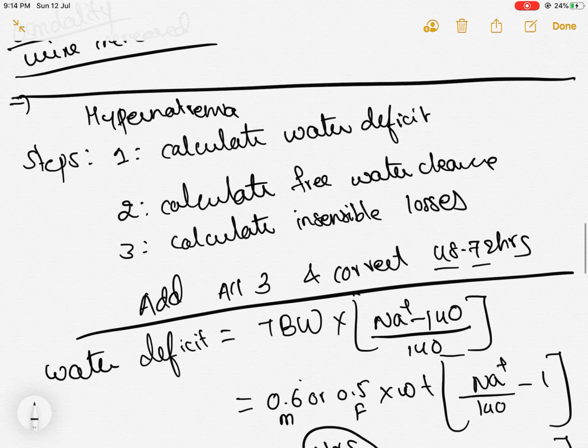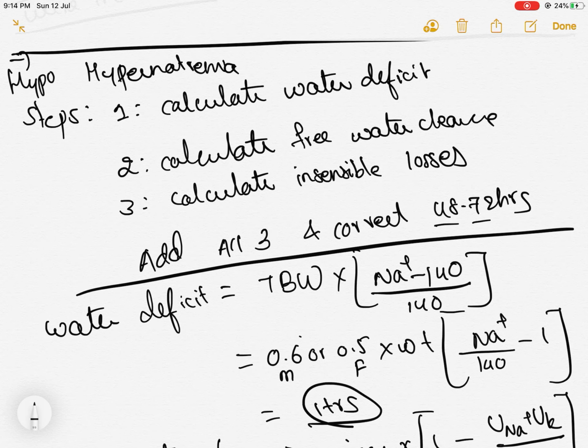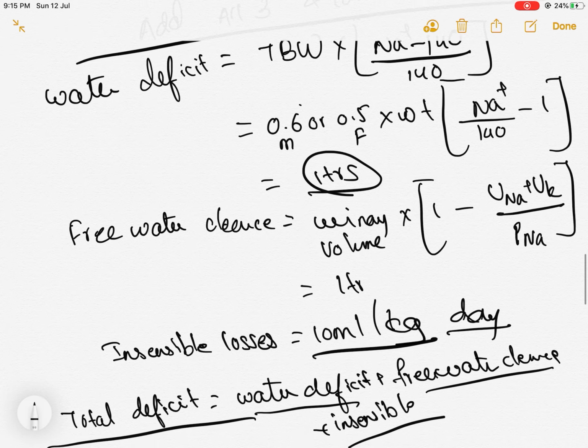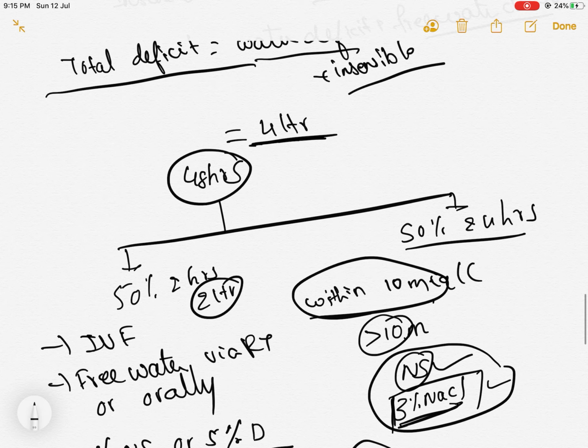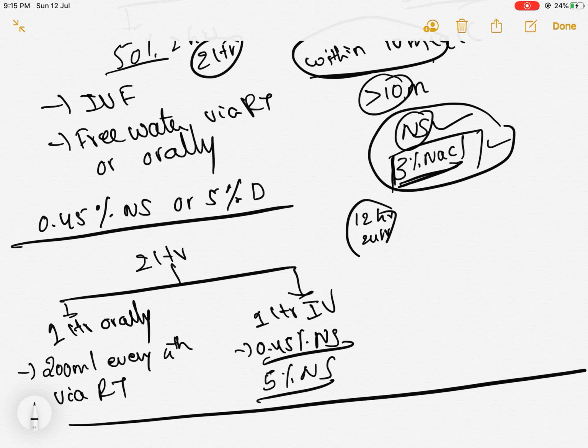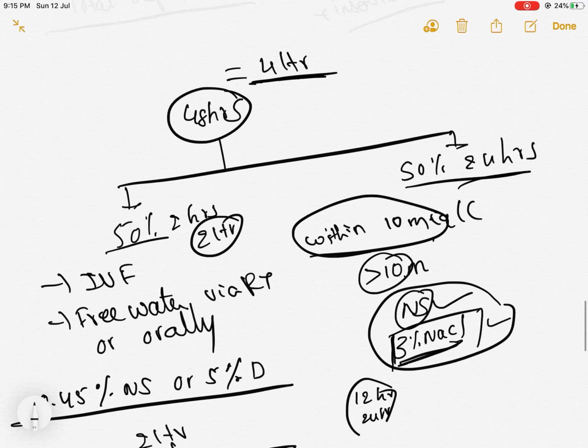So whenever the patient has hypovolemic hypernatremia, you calculate water deficit, then you calculate free water clearance, then you calculate insensible losses, add all these three, and you will get the total water deficit using these formulas. Once you get the total deficit, you divide it into 50% correction in first 24 hours, next 50% in next 24 hours. 50% would be oral, 50% IV. So IV fluids of choice are half normal saline or 5% dextrose, and whenever you give free water, you give it via RT or orally. Okay, thank you.